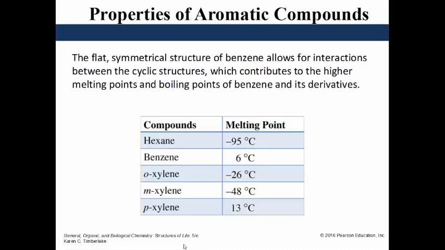Some properties of aromatic compounds. The flat symmetrical structure of benzene allows for interactions between these cyclic structures, which contributes to the higher melting points and the higher boiling points of benzene and all of its derivatives. There's a table with various compounds and their melting points. Benzene has a melting point of 6 degrees Celsius compared to these other versions.